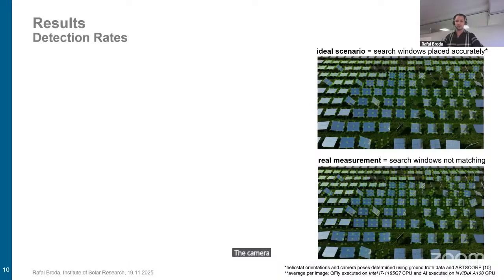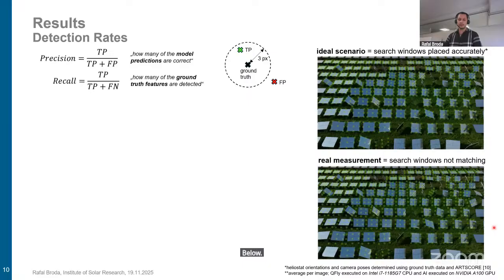And the second case is the real measurement, in which we typically don't have such information because the camera pose is prone to noise and the heliostat orientation may be known, but can also be different than assumed if it's an outlier. And this leads to a less accurate placement of search windows, which is shown here in the image below.